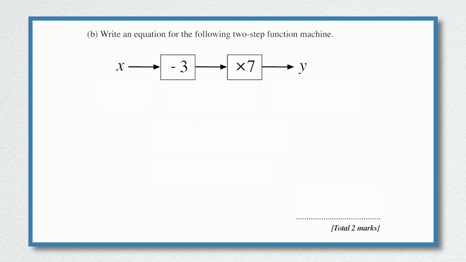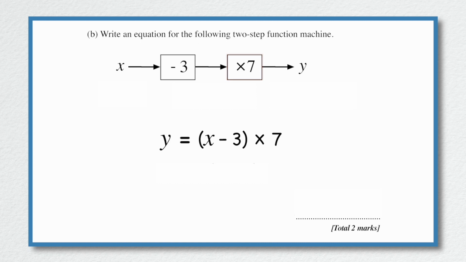So we have the same function machine, but this time we are going to write an equation for this function machine. The output is y, so we are going to end up with y is equal to something, and that something is going to include the input variable x. So we begin with letter x. We are then going to subtract 3, which gives us x subtract 3. We now multiply by 7, and so the output is x subtract 3 multiplied by 7. And this is our equation.